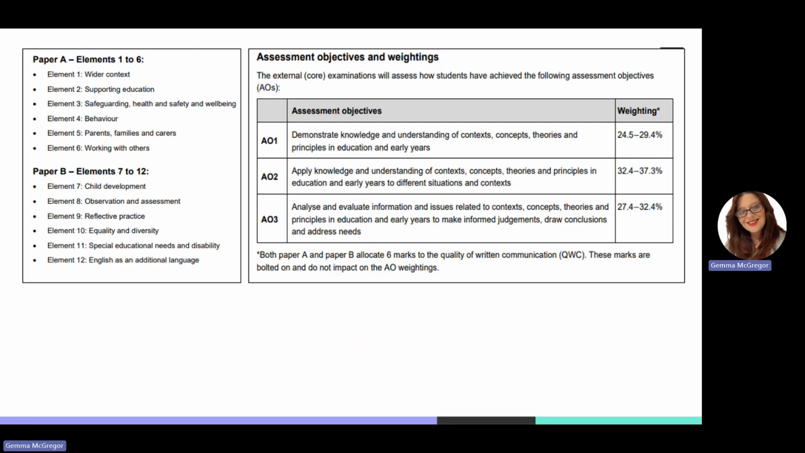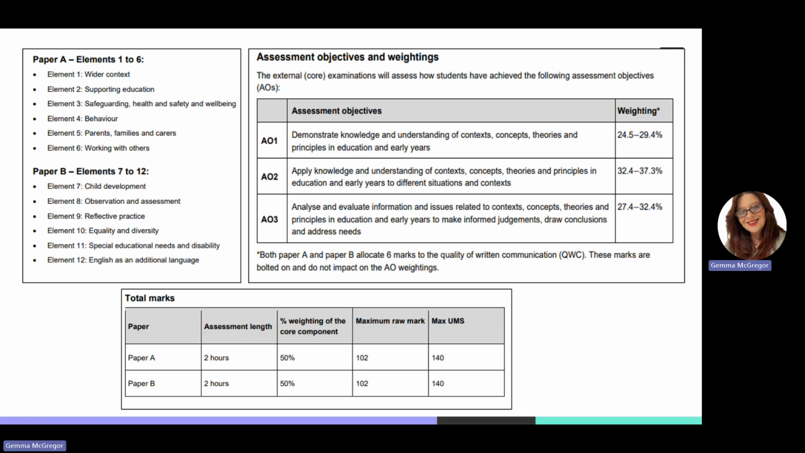It's useful to note here that the higher weighting applied to the application of knowledge, which is AO2. Using the findings of the Chief Examiner's report, when the students met AO3, they were able to increase the marks awarded for the overall exam, and I'll come back to this later. And finally, we have a breakdown of the total marks awarded. Please pause the recording here if you'd like to make any notes.